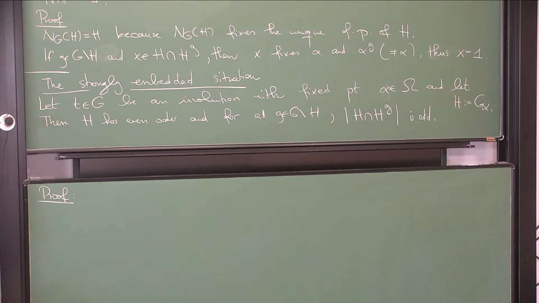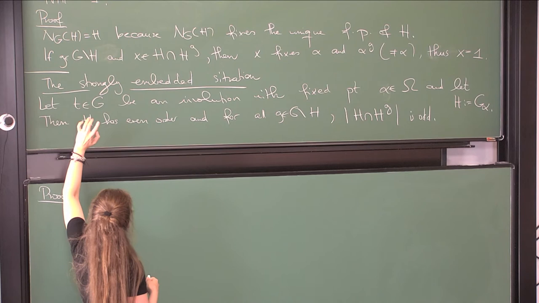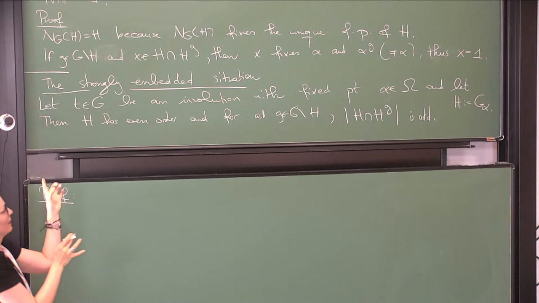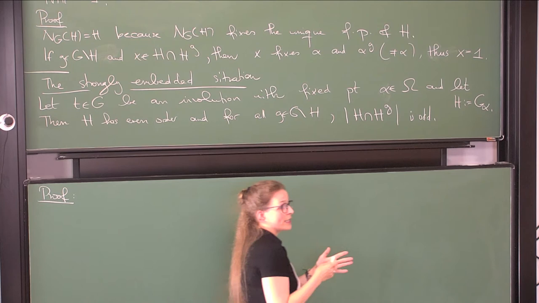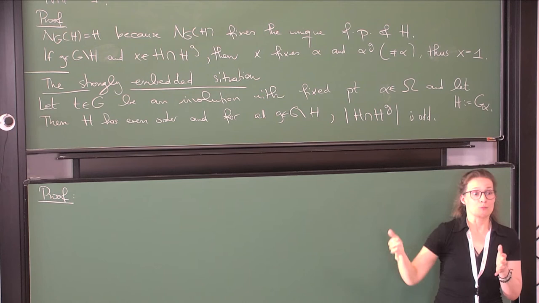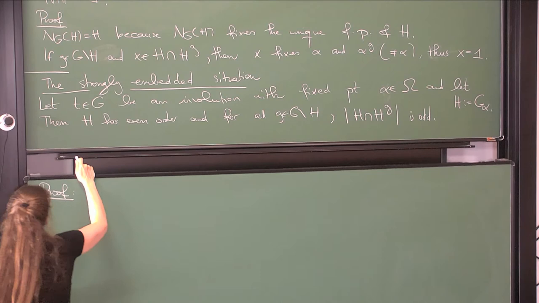And just for those who already know this, if you have a subgroup that has even order, and whenever you take a conjugate with an element outside of it, the intersection has odd order, then you call this subgroup strongly embedded, and you can generalize this to being strongly p-embedded, where p is just some prime. So strongly p-embedded would mean that you have a subgroup that has order divisible by p, and whenever you take an element outside and you conjugate and you look at the intersection, then it's a p-prime group, so it has order coprime to p. So again, interesting local group theory concept.